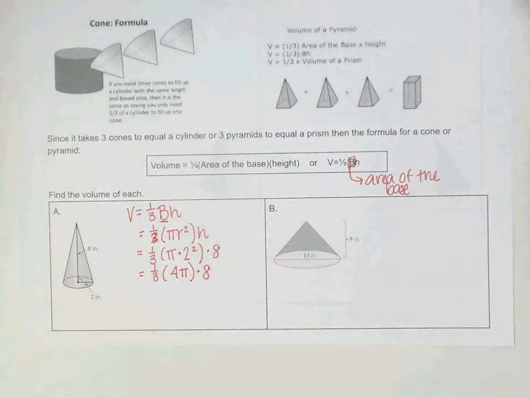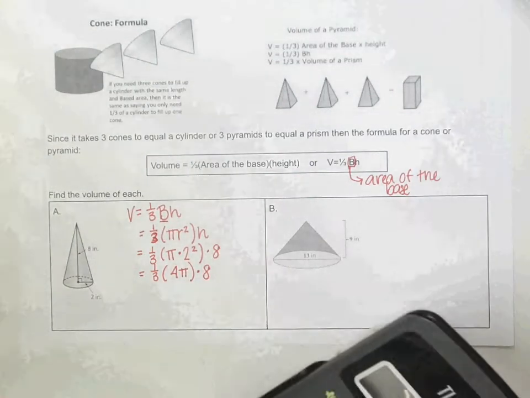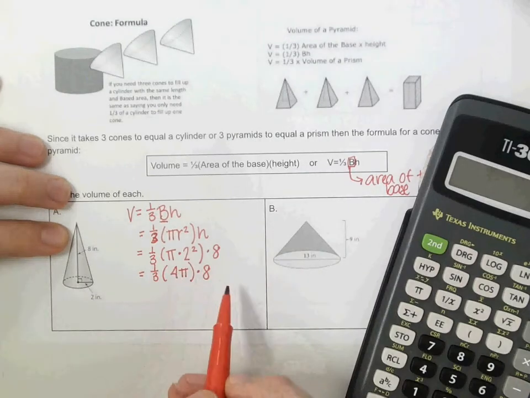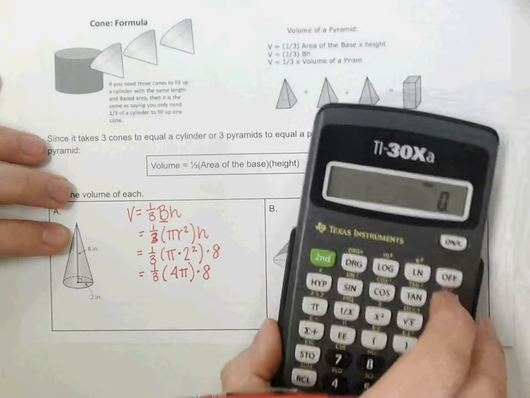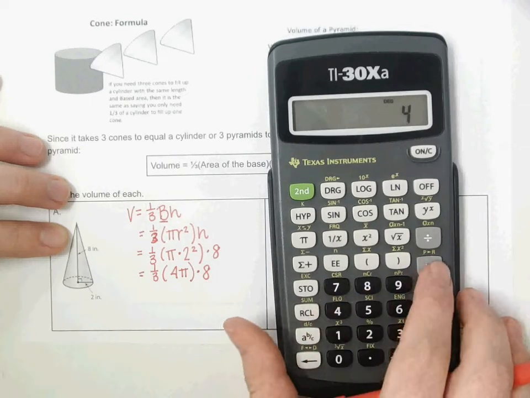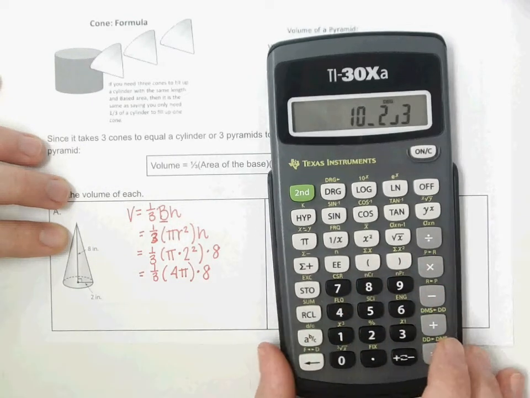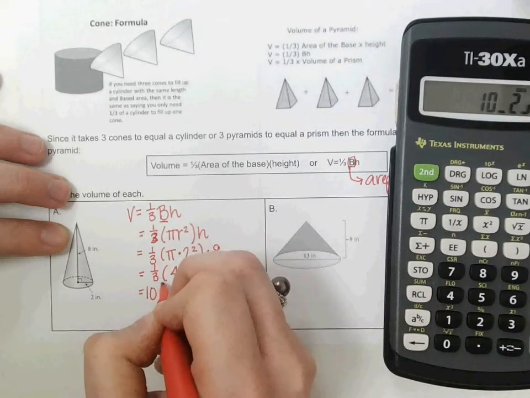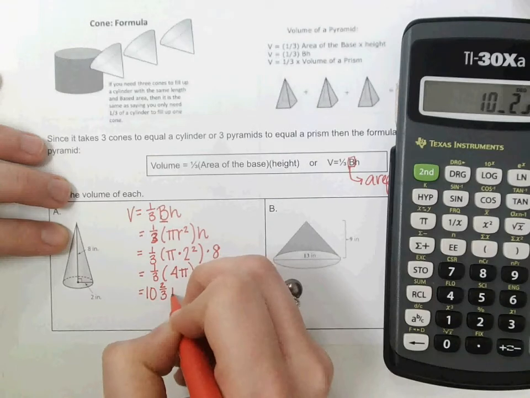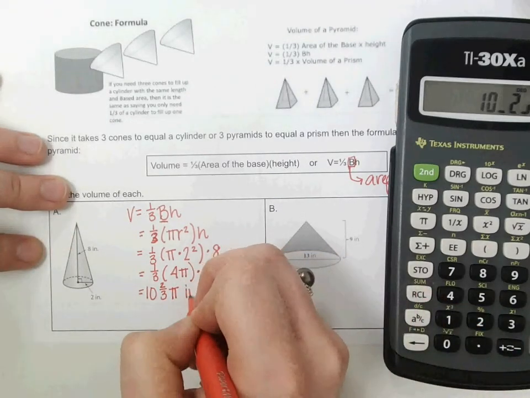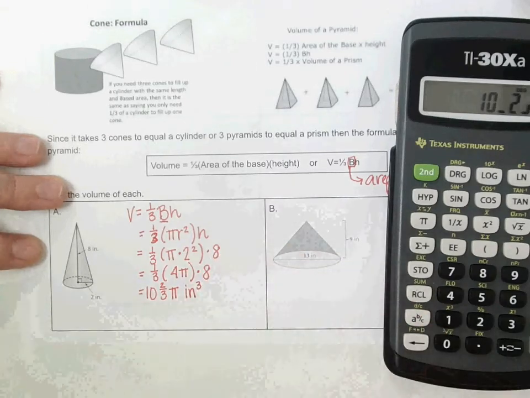Okay, now the way we're going to look at this on our calculator, or how to compute it, is we're going to multiply all of our regular numbers. So we're going to do 1/3 times 4 times 8. Okay, so on my calculator I'm going to do 1/3 times 4 times 8. And that gives me 10 2/3. So 10 2/3. Now I still have a pi, so I'm going to put pi behind it. And then I have my units is inches, and when we're talking about volume, it's cubed.